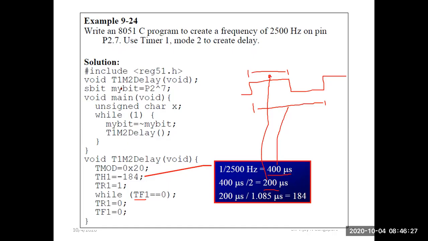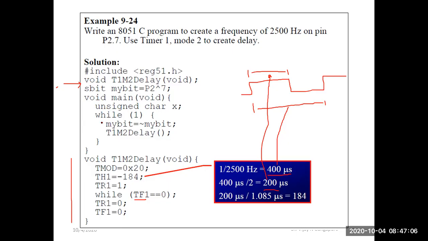So for that the program is written in C: include reg51.h, void t1m2delay(void). This is the function declaration of the function t1m2delay, meaning timer 1 in mode 2 delay. Its definition is written here. Then sbit mybit = P2^7. I am declaring mybit as an sbit type variable, which represents pin number 7 of port 2, which means due to this declaration statement, the address of pin number 7 of port 2 will get copied into mybit, so that I can represent this pin by using the variable name mybit.